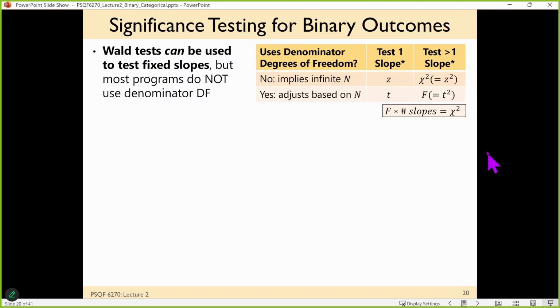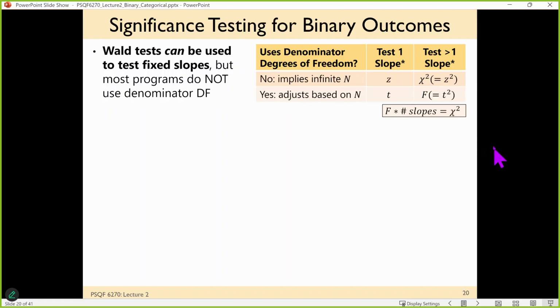Okay, one other new thing. So residual variance is gone because we don't have a normal distribution with a separately estimated constant variance. And denominator degrees of freedom are gone. Sums of squares are gone. All that stuff is gone. We're in likelihood land.